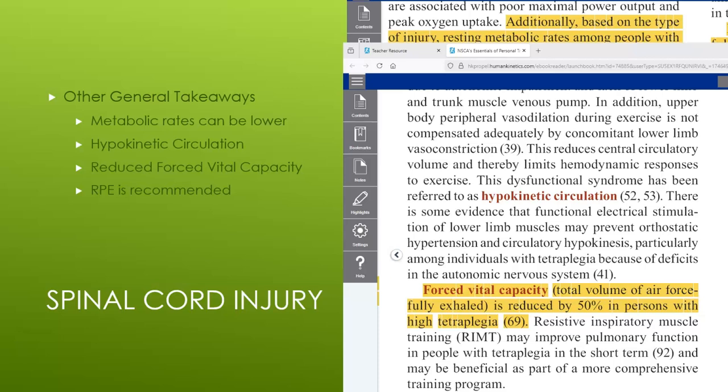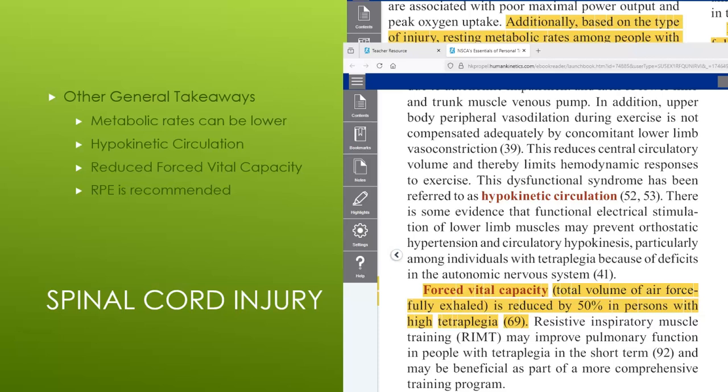They do note that forced vital capacity, the total volume of air forcefully exhaled, is reduced by 50% in persons with high tetraplegia, meaning the injury is further up. They talk about hypokinetic circulation here. They don't really highlight it anywhere else later on, but it's something where you probably want to take a moment to read through this and get a little bit of an understanding of hypokinetic circulation. Hypo meaning low, kinetic meaning movement, circulation.